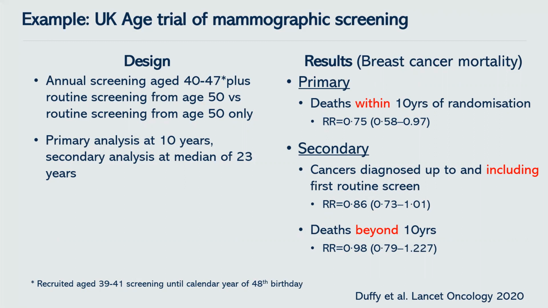So in terms of breast cancer mortality, for deaths within 10 years of randomization, the relative risk was 0.75, and that was just significant. At 23 years, if we looked at all cancers diagnosed up to and including the first routine screen, the relative risk was 0.86. So it had become less good, and it was no longer significant, just. But if we looked at deaths beyond 10 years, then actually the relative risk is 0.98.